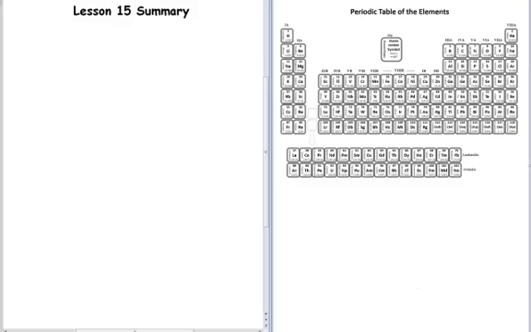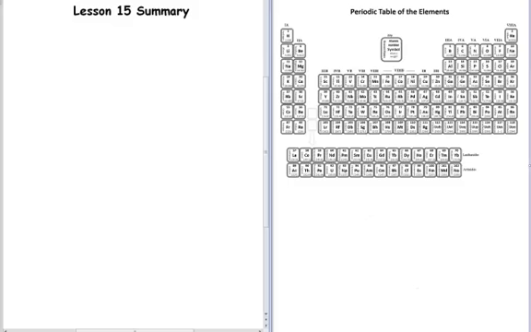Lesson 15 talked about isotopes and atomic mass. So all the atoms of a particular element have the same number of protons. We talked in an earlier lesson about how the number of electrons can change. Well, the number of neutrons can also change. A different number of neutrons changes the mass of an atom. When you have a different number of electrons, it doesn't really, because their mass is so much smaller.